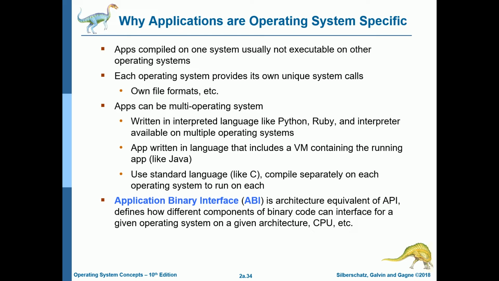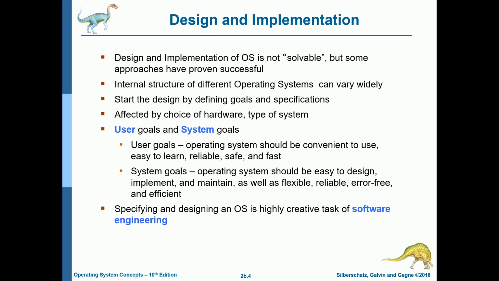Now that we have discussed many of the requirements involved with creating an operating system, now we move on to how we design and implement these systems. Now, the first problem in designing the system is to define the goals and their specifications. Now, at the highest level, the design of a system will be affected by the choices of hardware and the type of system. But beyond that, the requirements may be much harder to specify.